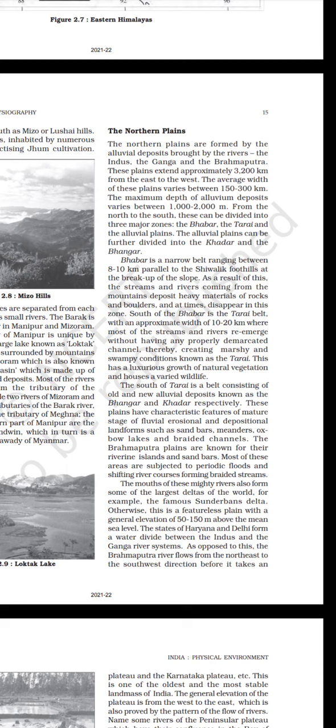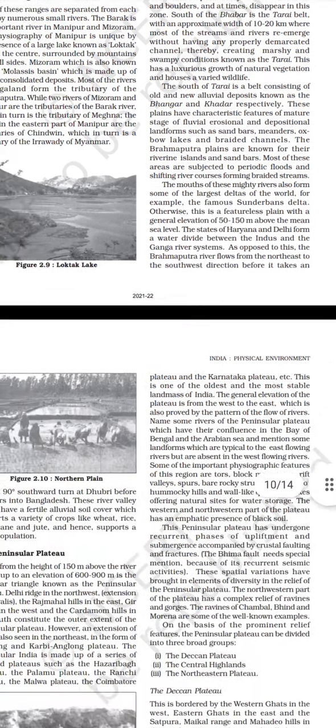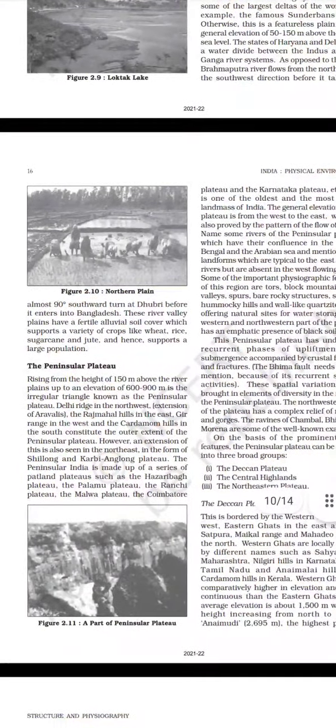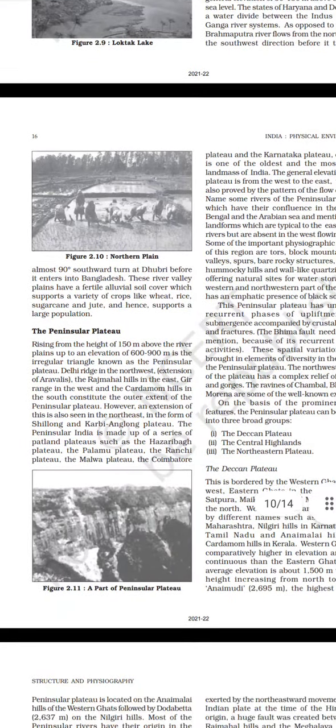The states of Haryana and Delhi form a water divide between the Indus and the Ganga river systems. As opposed to this, the Brahmaputra river flows from the northeast to the southwest direction before it takes an almost 90-degree southward turn at Dhubri before it enters into Bangladesh.